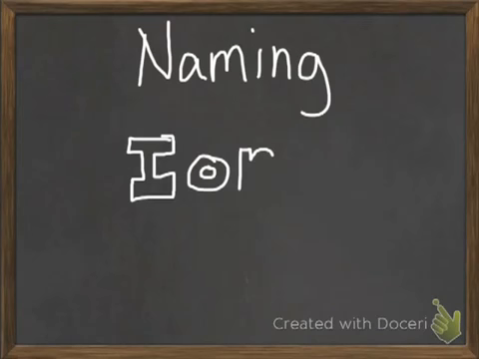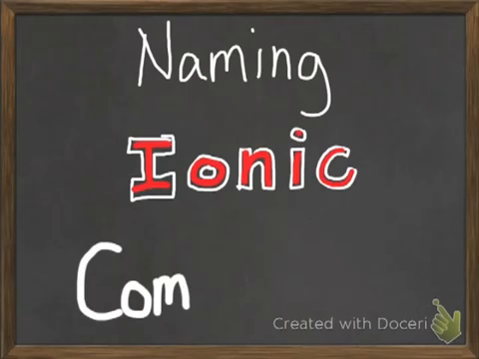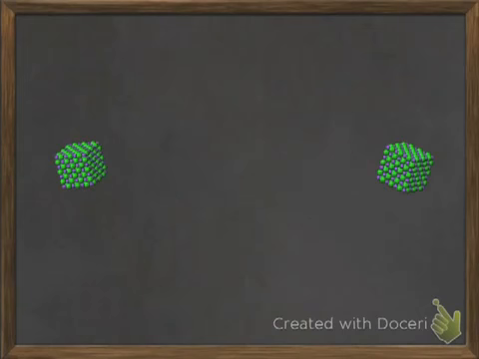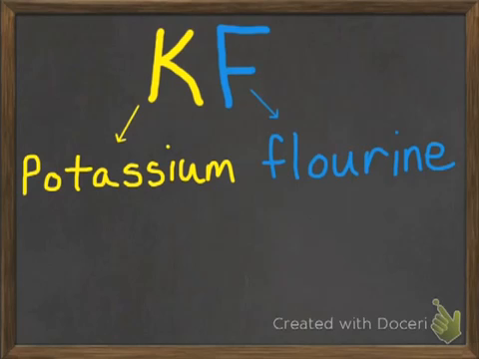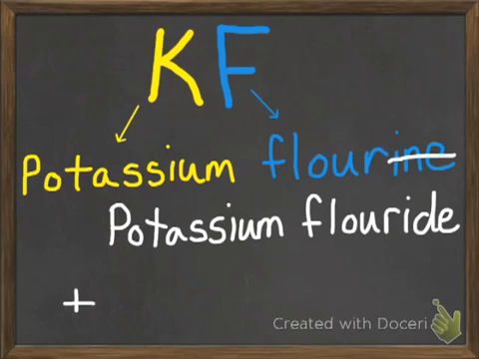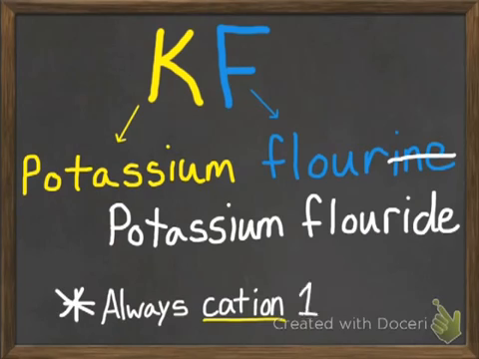So now we can actually start naming ionic compounds. Let's look at a few of those. So let's look at KF. This ionic compound is made of potassium and fluorine. So really all we have to do to name this compound is to do what we just did with the ions. To name a potassium cation, all we do is start with potassium, and then to name fluorine, all we do is drop the INE and add IDE. So this compound would be called potassium fluoride.